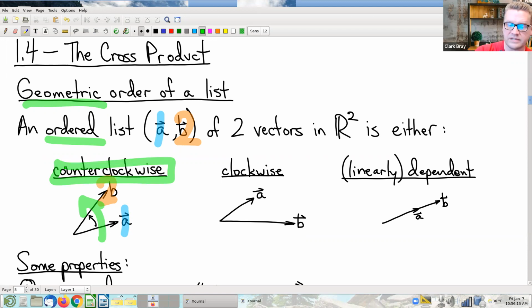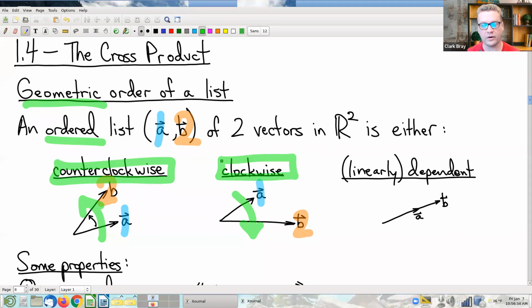Whereas now, instead, if A were, let's say, that vector, again, we have A listed first, and B were this vector listed second, well, now first to second is unavoidably clockwise, right? So the fact that this list is ordered, the ordering itself has a geometric interpretation. And so that's worth giving some names to. So counterclockwise and clockwise, I think, are the obvious way to describe these two cases. And most cases will be one of these two.